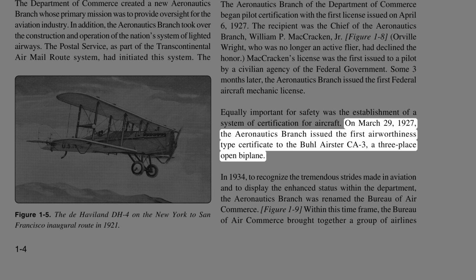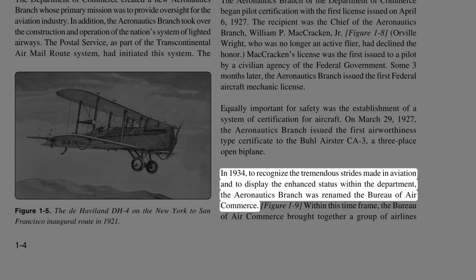On March 29, 1927, the aeronautics branch issued the first airworthiness type certificate to the Buhl Airster CA-3, a 3-place open biplane. In 1934, to recognize the tremendous strides made in aviation and to display the enhanced status within the department, the aeronautics branch was renamed the Bureau of Air Commerce.